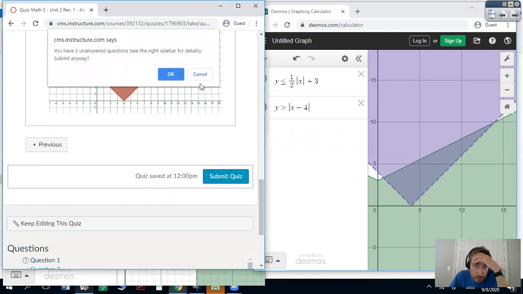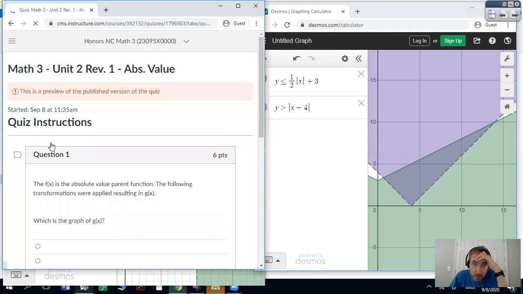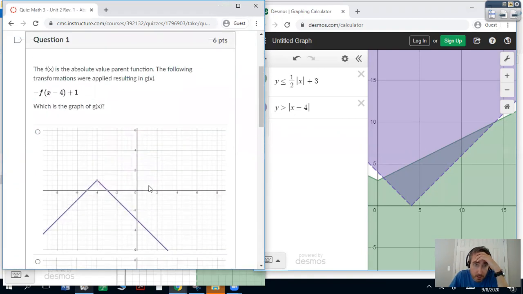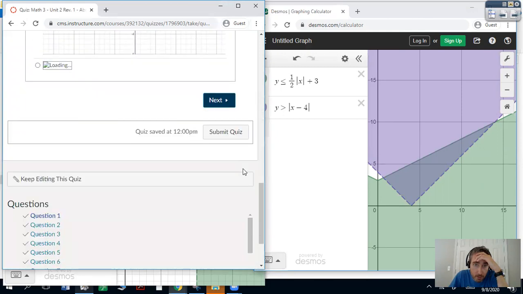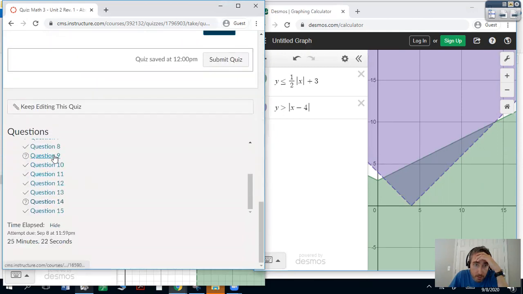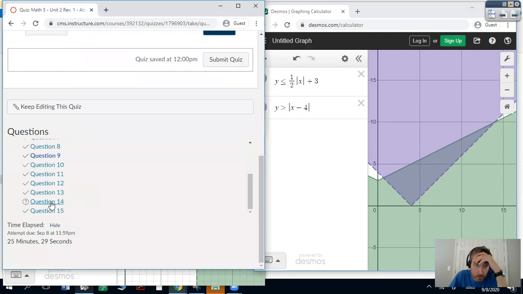There are 3 unanswered questions. See the right sidebar for details. Hold on. Oh, I gotta go back and answer the ones that I meant to answer. So question 1, we did say was gonna be right 4, up 1, reflected. So it's gonna be that one. And then question 9, we said was going to be that one. And then question 14.